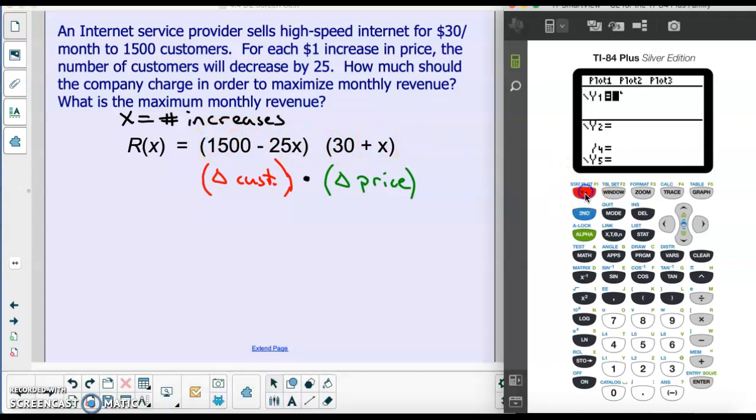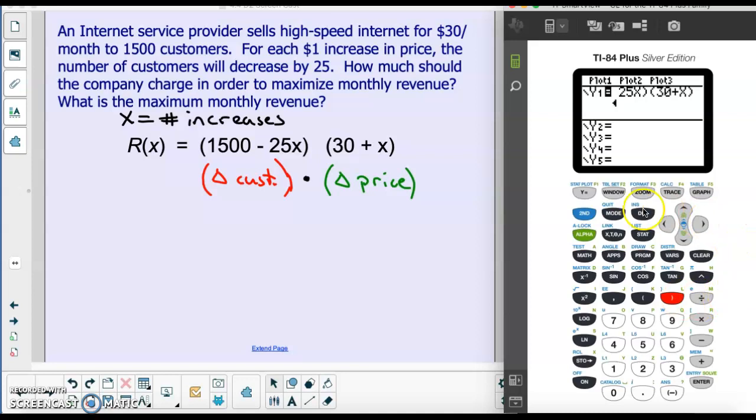So I'm going to go to my y equals. I'm going to clear the whole equation, parentheses 1500 minus 25x, parentheses, and 30 plus x, close parenthesis.